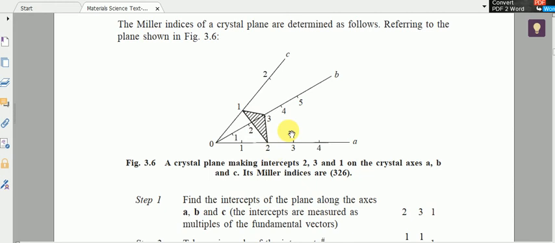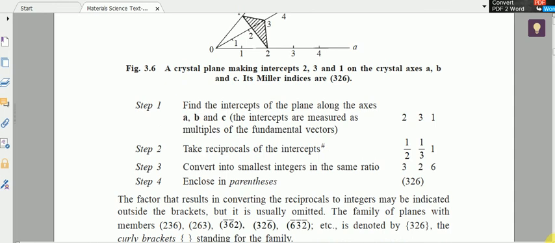Look at this figure. You can see that along the A axis it is 2 units, along the B axis it is 3 units, and along the C axis it is 1 unit. Now how to represent this in Miller index representation? There are a few steps to follow. First you have to find the intercepts along the 3 axes. Here it is 2, 3 and 1 along the A, B and C axes.